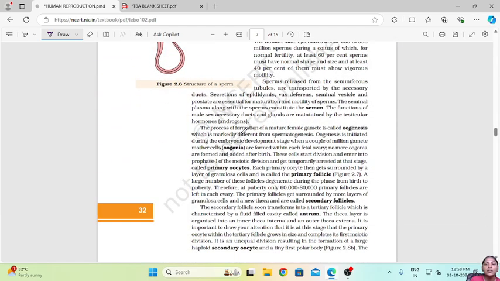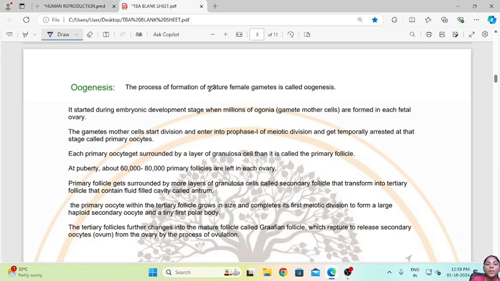Now let us see the oogenesis, that is how female gamete is produced. Now the process of formation of mature female gametes is called as oogenesis. Now this oogenesis process is started during the embryonic development stage, when millions of oogonia or the gamete mother cells are formed in each of the fetal ovary. So this process basically starts when the baby is in the embryonic development stage.